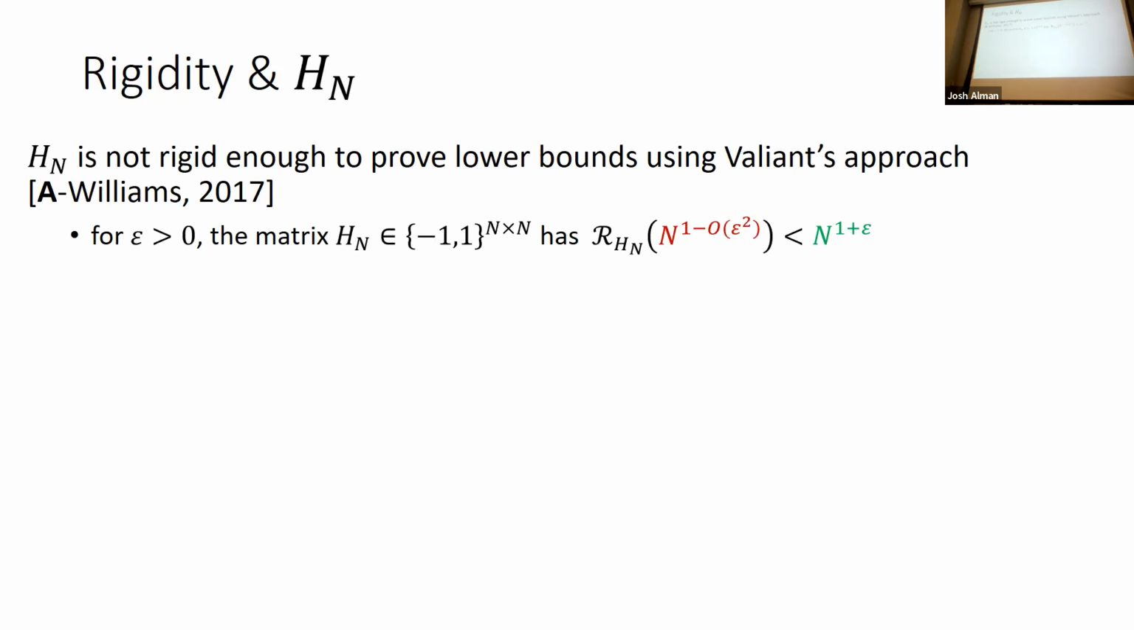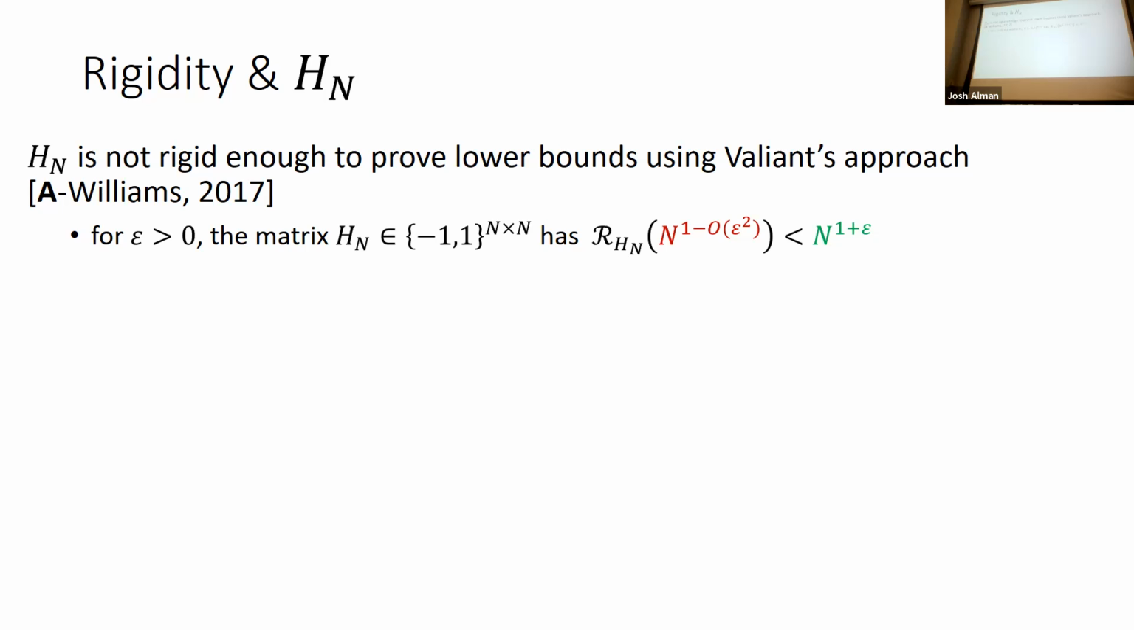So what do we know about the Walsh-Hadamard transform's rigidity? Well, a few years ago, Ryan Williams and I showed that actually the Walsh-Hadamard transform is not rigid enough to prove lower bounds using Valiant's approach. So we showed, the detail's not super important, that for any epsilon, you can change n to the 1 plus epsilon entries and make its rank go all the way down to n to the 1 minus epsilon squared. Whereas you would have needed there to be an epsilon so that you can't get below rank like n over log n to be able to use Valiant's approach to prove a circuit lower bound. So we know it's not rigid enough to prove lower bounds in that way.